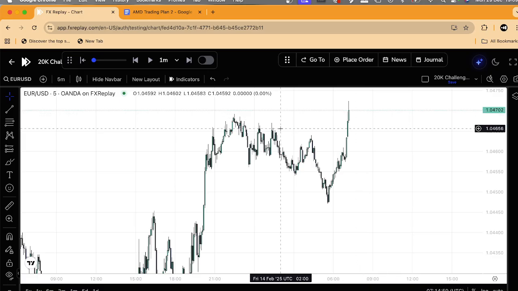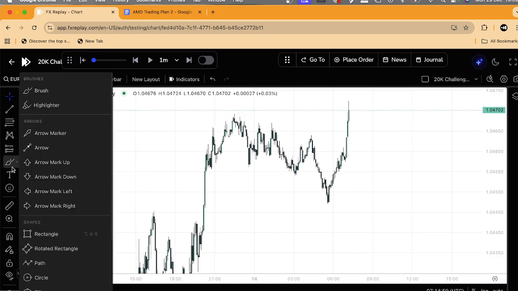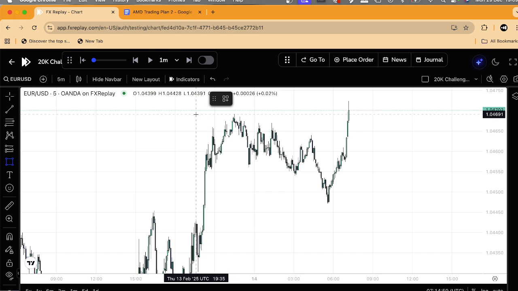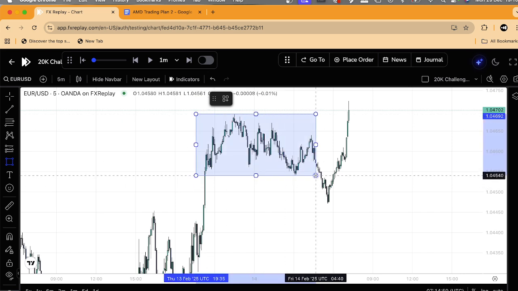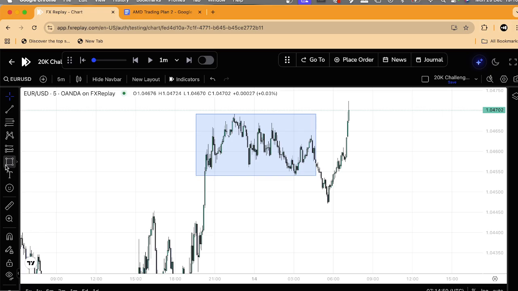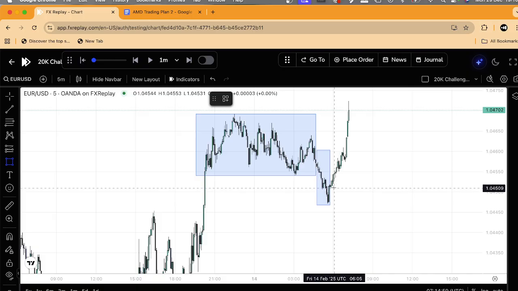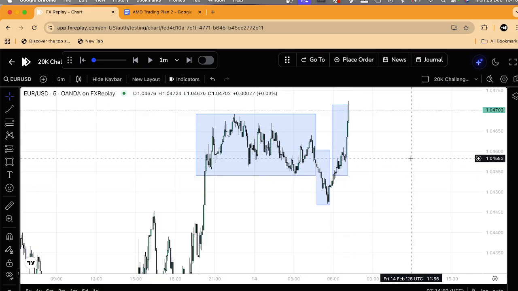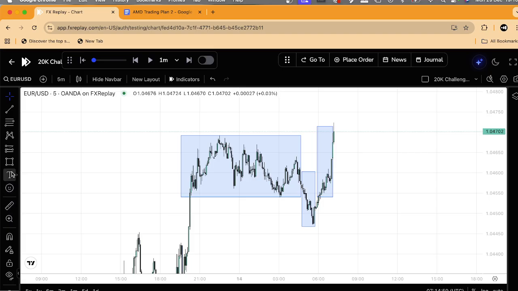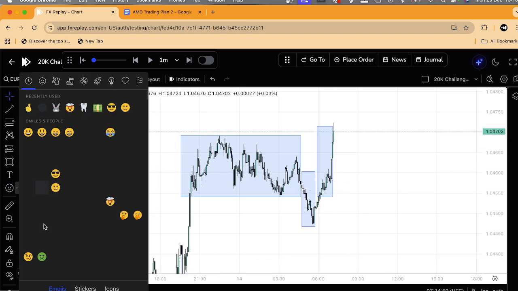So what we look for, we will do some back testing on this, but what we look for is AMD, which looks like this: accumulation, manipulation, and then distribution. Right, so that is the model. It's not always going to look exactly like this, but this is essentially what we look for.